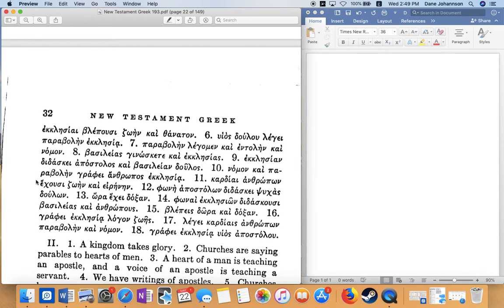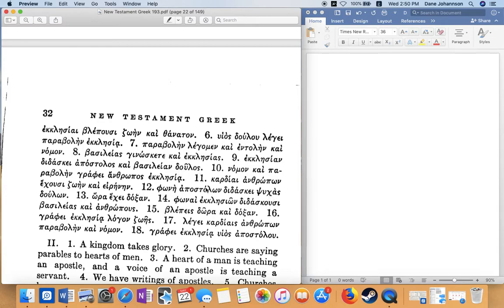Number 12, phoni apostolon didaski psychas dulu. So a noise, a sound, a voice. I think they want you to use a voice here. So a voice apostolon didaski psychas dulu. This is, again, another tricky one. You could do a voice of apostles teaches. So actually this subject isn't apostolon, it's phoni. So the voice teaches. The voice is doing the didaski. Personal ending there, he, she, it. So third person singular, present active indicative. Didaski, he, she, it teaches. And the it is phoni. A voice teaches.